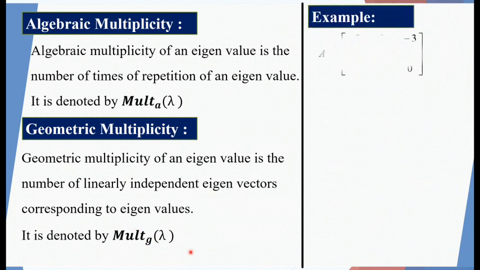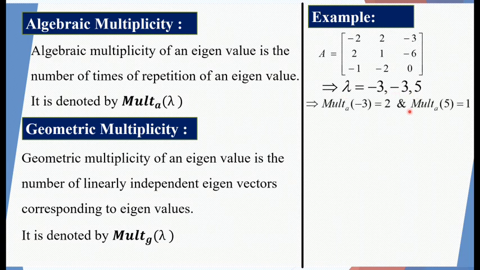So for example, if we have a matrix A equals [-2, 2, -3; 2, 1, -6; -1, -2, 0], and let its eigenvalues be -3, -3, 5. From here, algebraic multiplicity with respect to lambda equals -3 is 2, because it is repeated 2 times, and algebraic multiplicity with respect to lambda equals 5 is 1, because it is only 1 time.